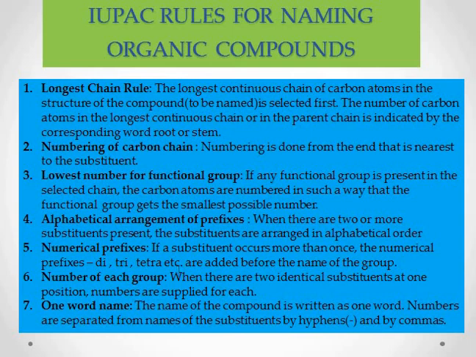There are 7 rules here, and that's what we're going to discuss. IUPAC rules for naming organic compounds. Rule number 1, the longest chain rule. The longest continuous chain of carbon atoms in the structure of the compound to be named is selected first. The number of carbon atoms in the longest continuous chain, or parent chain, is indicated by the corresponding word root or stem. I'm going to show you what this rule means.